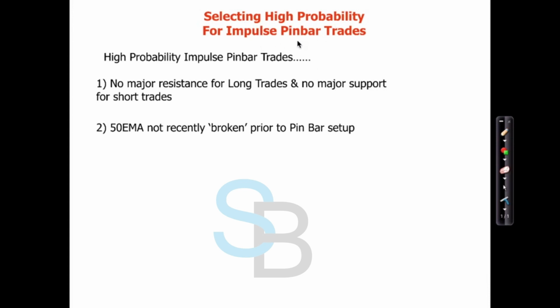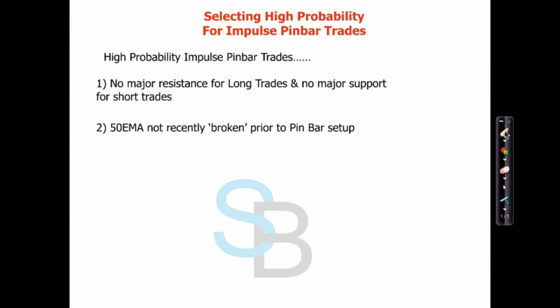So for impulse pin bar trades, I only take the high probability trades which have two characteristics. Number one, I must see no major resistance for long trades and no major support for short trades. So again, when I'm going long, I want to make sure that it is not a consolidation, where there's a resistance that could stop me from reaching my target price. At the same time, if I go short, there must be no major support, or I do not want it to be in a sideways pattern.